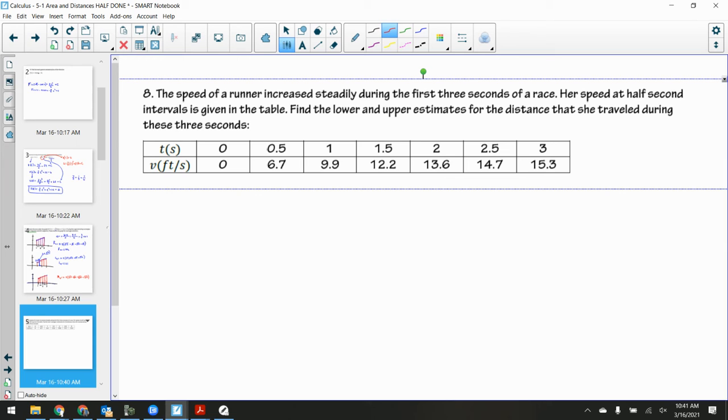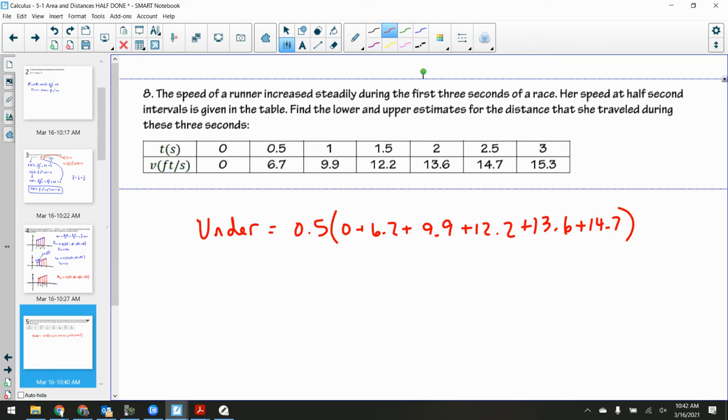So I know I'm going to use my underestimate, which is my delta x, or 0.5, times the y values. The reason I write it like this is that now my y values are just what's inside my parentheses here, just like the calculation for right side and left side approximation using rectangles. Same thing here: 0, 6.7, 9.9, 12.2, 13.6, and 14.7. That's my under.